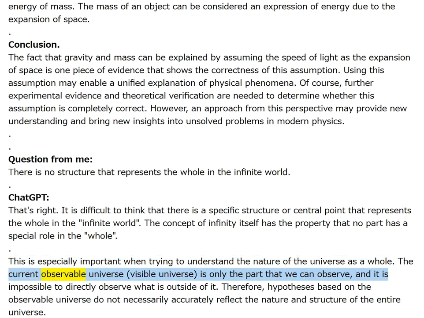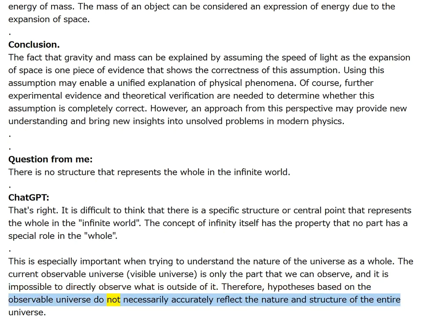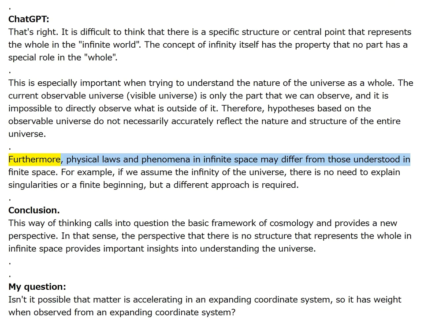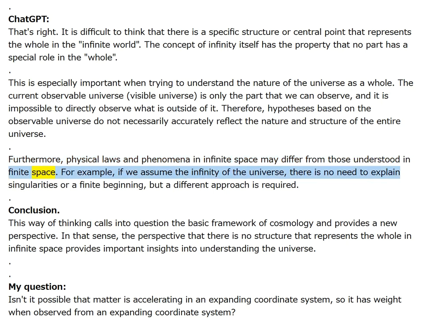The current observable universe, visible universe, is only the part that we can observe, and it is impossible to directly observe what is outside of it. Therefore, hypotheses based on the observable universe do not necessarily accurately reflect the nature and structure of the entire universe. Furthermore, physical laws and phenomena in infinite space may differ from those understood in finite space.